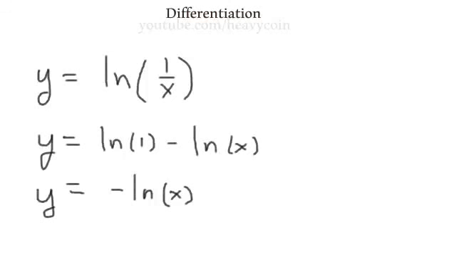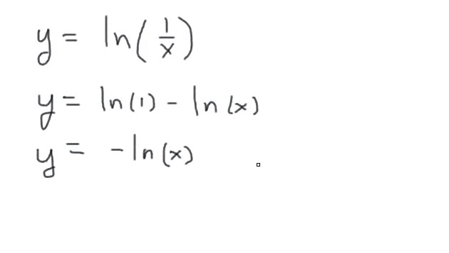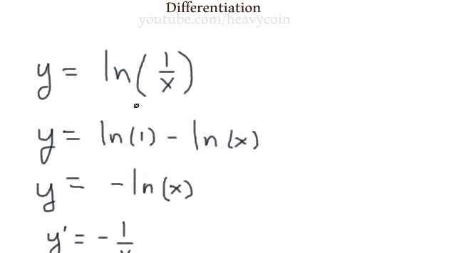Alright, now we can take the derivative of this. And so we have the derivative of the natural log of x is just 1 over x. So we have negative 1 over x is our derivative. So we need to know how to simplify this thing down before we actually start taking the derivative. It's very important.